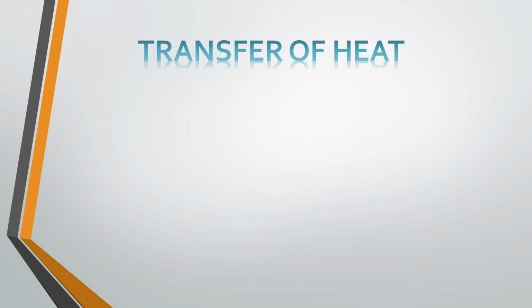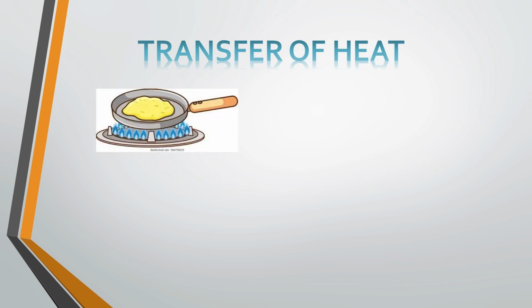So in this part we will study transfer of heat. You might have observed that a frying pan becomes hot when we keep it on a flame. Means if we put a frying pan on a flame, on a gas burner, then you observe that it becomes hot. Why? Because the heat passes from the flame to the utensil.